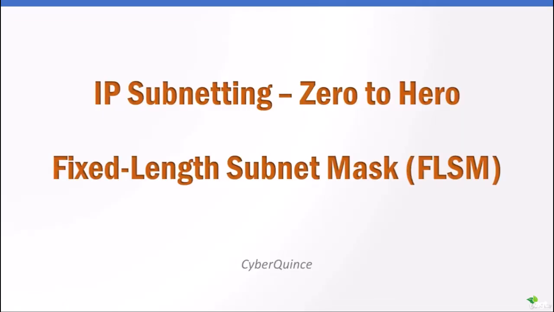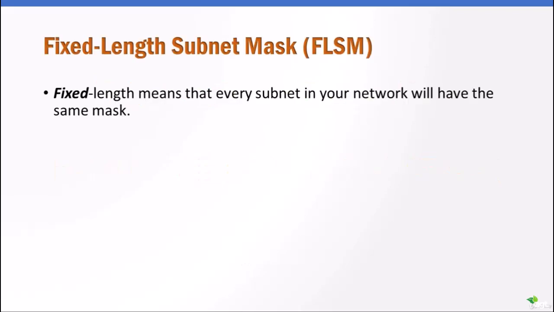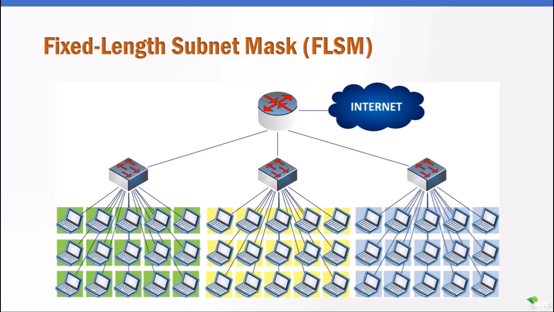There are 2 types of subnetting we're going to learn in this course: fixed length subnet mask subnetting and variable length subnet mask subnetting. First, we'll talk about fixed length. Fixed length means that every subnet in your network will have the same mask. In the example from our previous lessons, whether we use fixed length or variable length subnetting, we will end up having the same mask for each of these 3 networks.